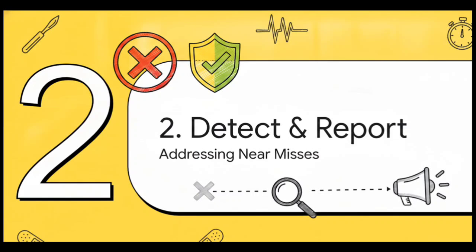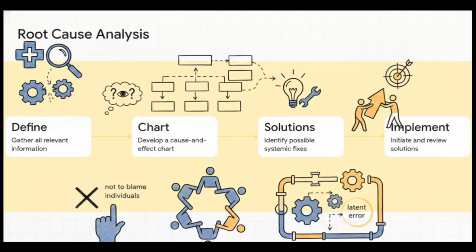Moving right along to Section 2, detecting and reporting errors. We have to systematically address both actual errors and near misses. Those events where an error definitely happened, but we got lucky and it didn't result in an adverse event. Whenever an adverse event or near miss happens, we rely on root cause analysis. This involves 4 mandatory steps: define the problem, develop a cause and effect chart, identify solutions, and finally, implement and review. The big takeaway here is that this is a retrospective, team-based review designed to fix systems and uncover latent errors. It is absolutely not about blaming specific individuals.